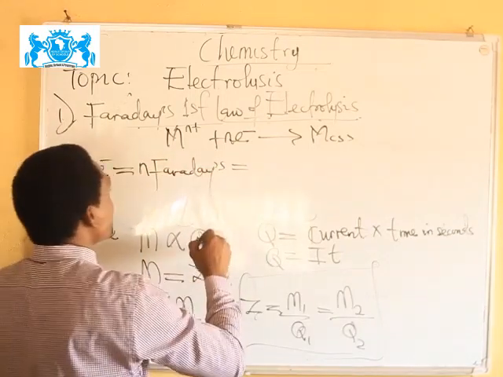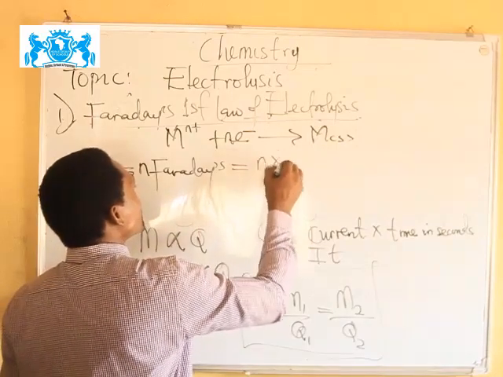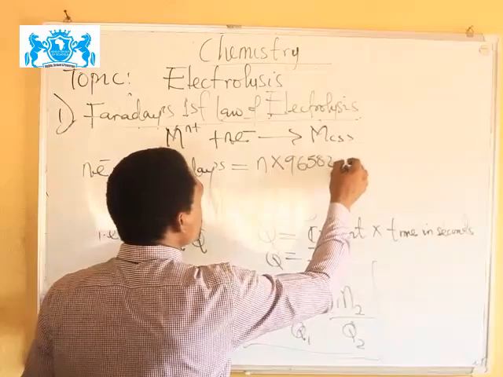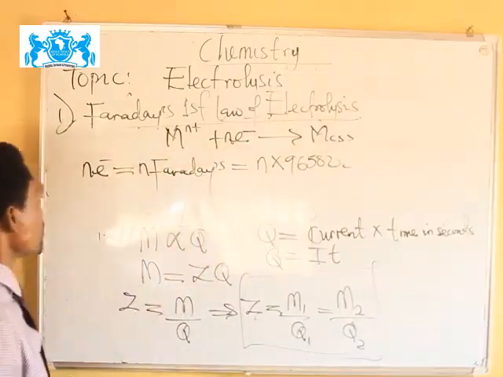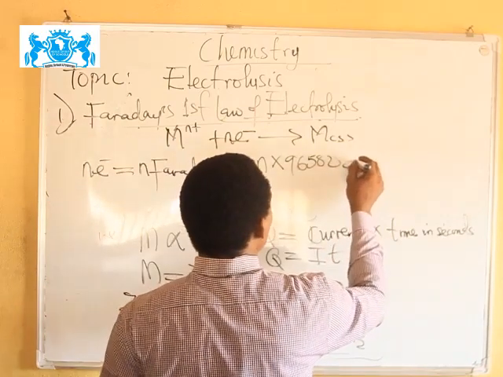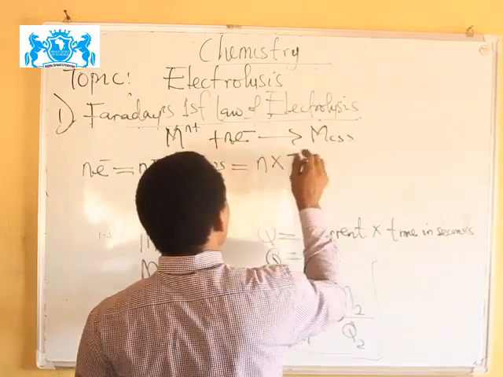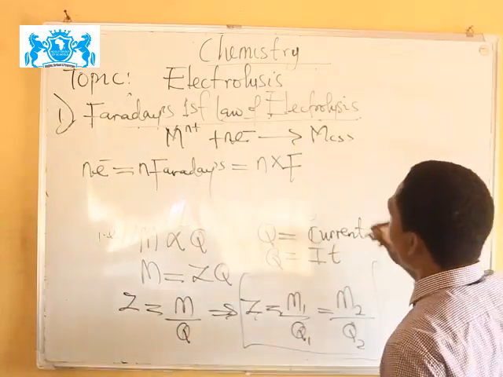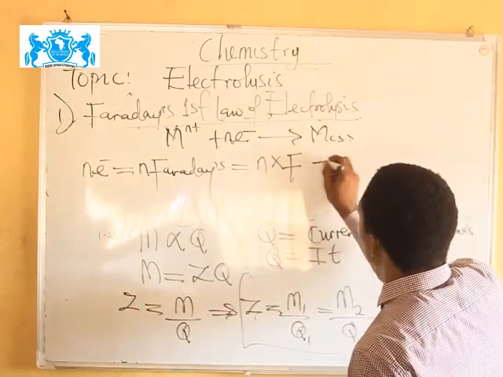And the number of Faradays is N times 96500 coulombs. This is what will be used. So we will say N Faraday, or we can simply say NF, in place of Q. And the NF represents what?